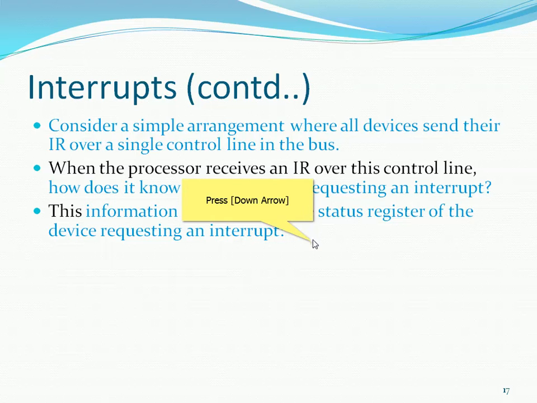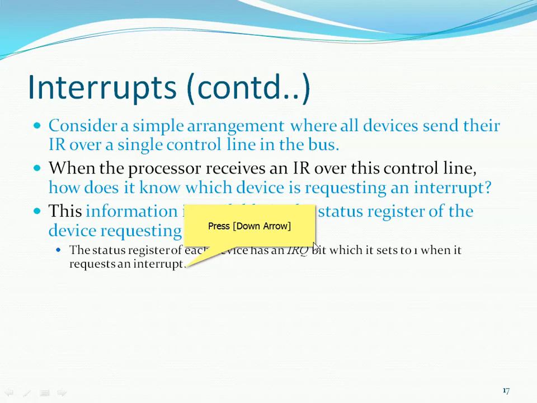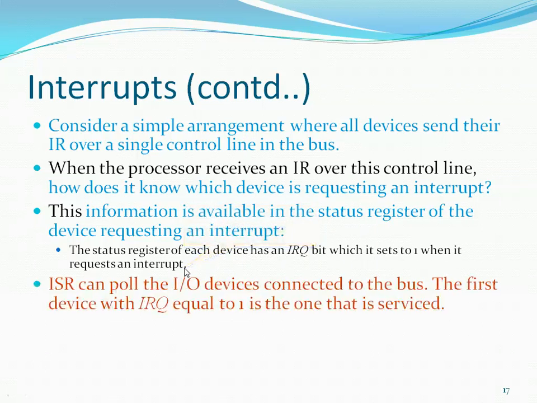That status register has to be loaded before starting execution. That may be programmable, sometimes default through the system, also configurable. The status register of each device has an interrupt request bit, which is set to 1 when it has requested an interrupt, right? So the ISR can poll the IO devices connected to the bus. The first device with the interrupt request equal to 1 is the one that is serviced. The first interrupt that raises the request, that device is able to get the service.